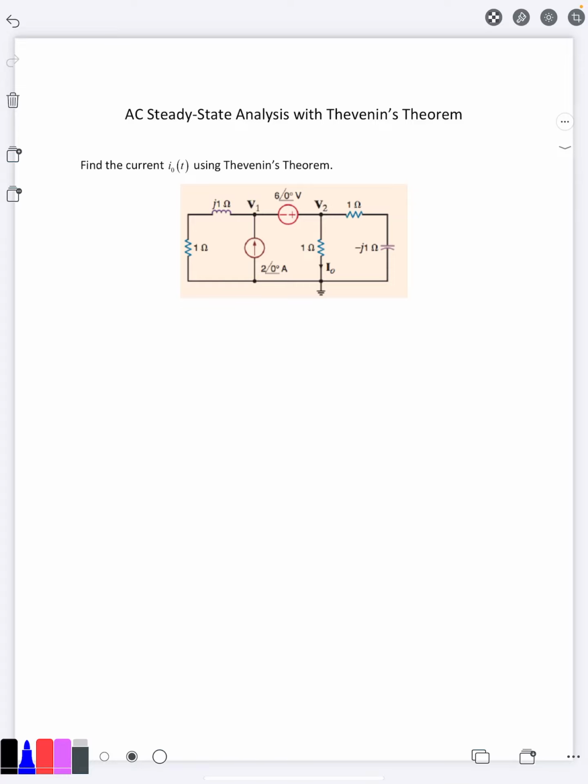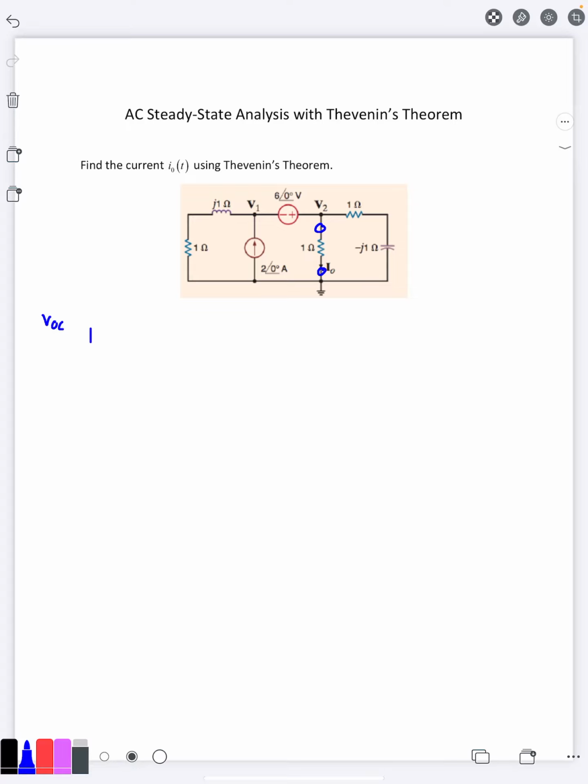Now we have to decide exactly how we want to apply it. Since we're looking for the current through this resistor, I'm going to take everything else and find its Thevenin equivalent to simplify it down. So I'm going to treat that as my load resistor. So we'll go ahead and first find my VOC, my open circuit voltage.